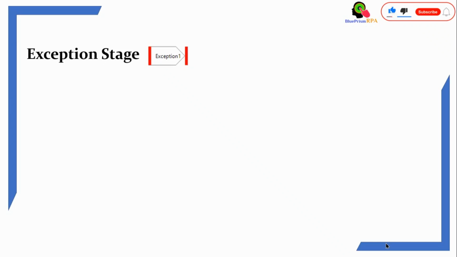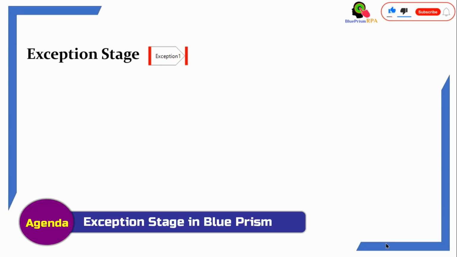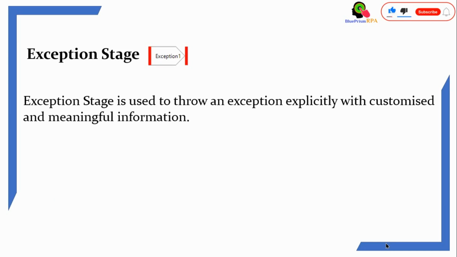In the previous video we talked about what is exception and what is exception handling. Now in this video we'll talk about the exception stage. The exception stage is used to throw an exception explicitly with customized and meaningful information. You can even use this exception stage to rethrow the exception. We'll talk about how to rethrow the exception in an upcoming video.